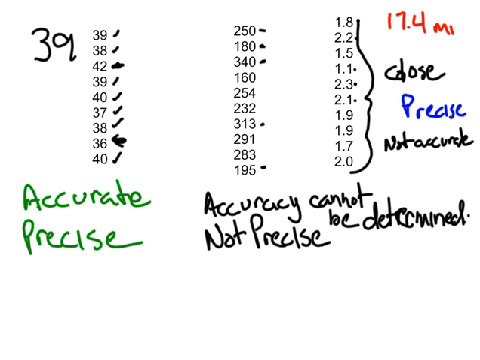Everybody had some idea that I lived very close to the high school, but I don't. The numbers were precise because they were all close together. So you can come up with some reasons why they are precise, but they're not accurate. The reason they're not accurate is because they're far away from the actual answer. So hopefully you'll be able to determine accuracy and precision because of this video. Have a great day.